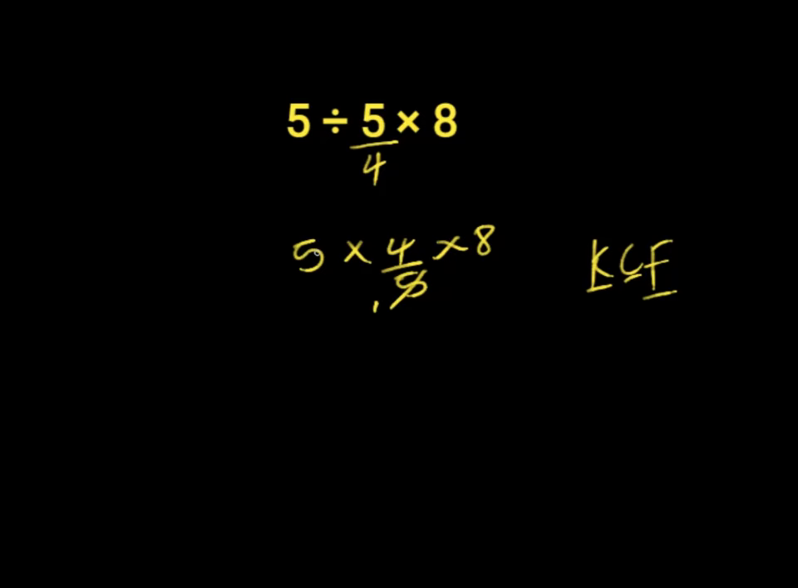5 into here 1, 5 into here 1. We are left with 4 times 8. 4 times 8 will give us 32. 32 is the right answer to this question.